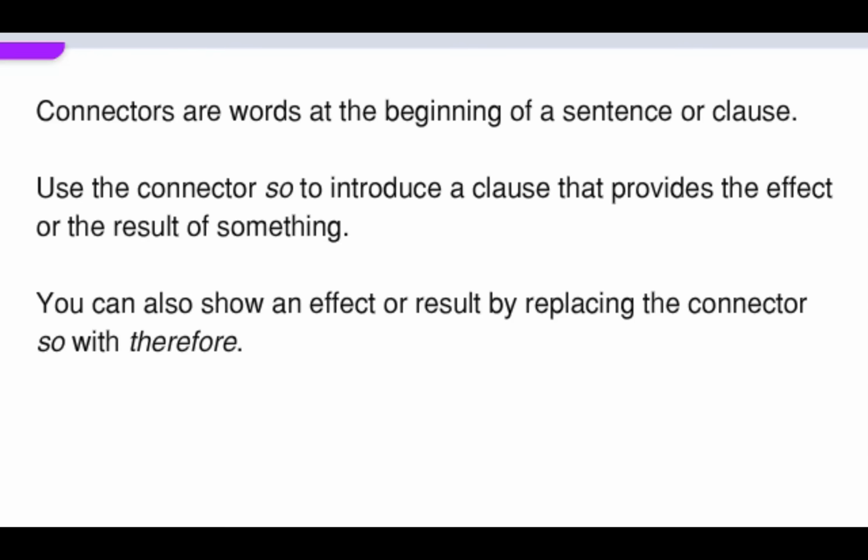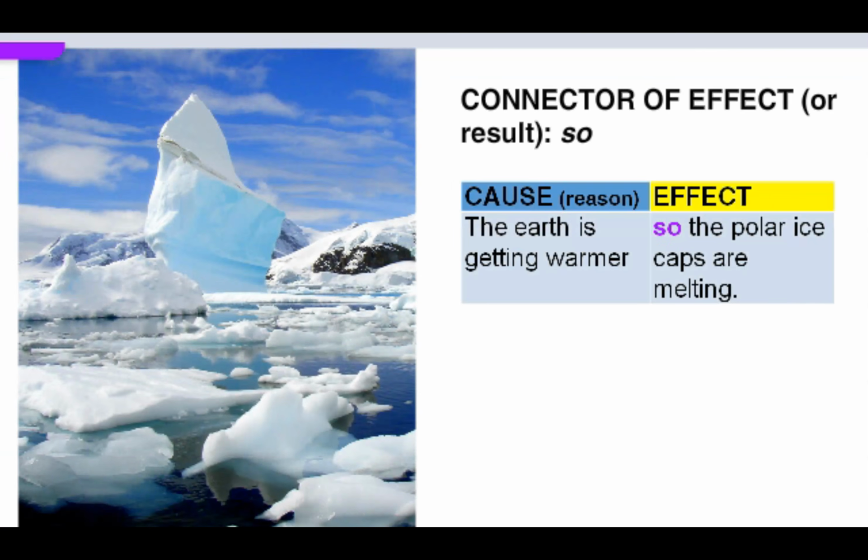Connectors are words at the beginning of a sentence or clause. Use the connector so to introduce a clause that provides the effect or the result of something. You can also show an effect or result by replacing the connector so with therefore. Connector of effect or result, so. The Earth is getting warmer, so the polar ice caps are melting.